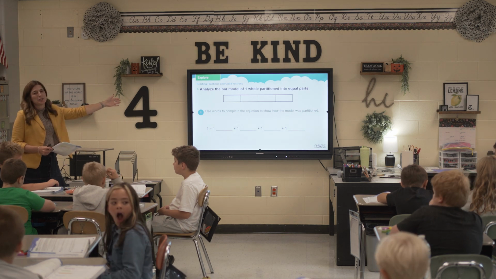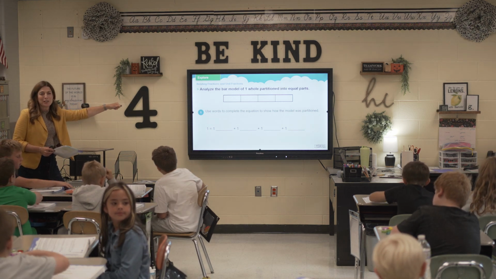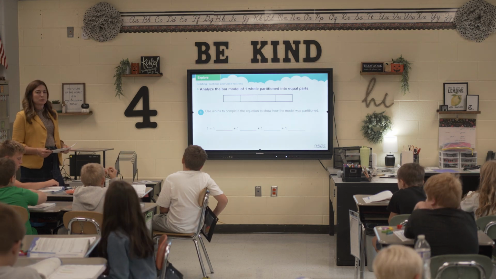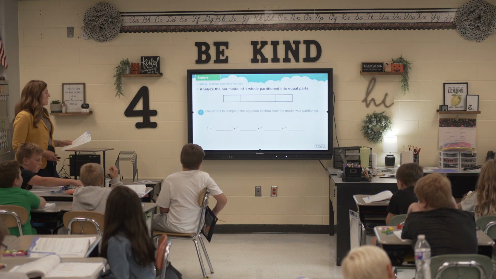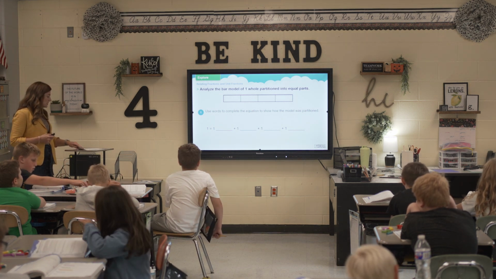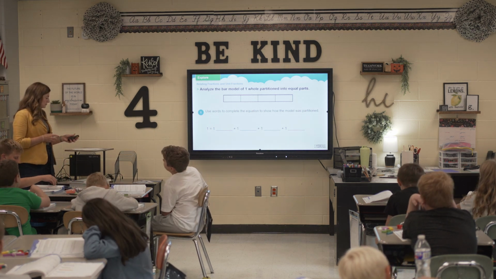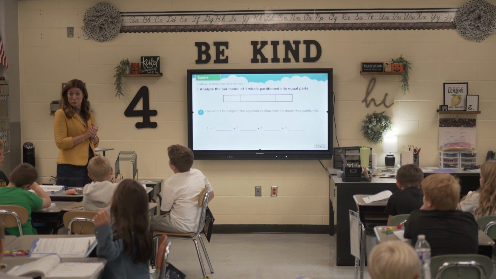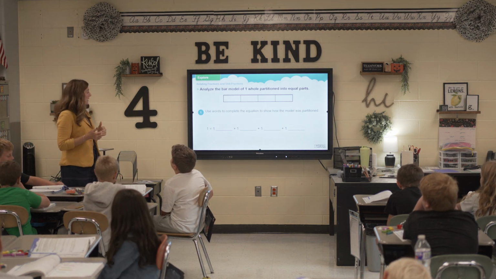We can't tell for sure because we can't take these off of here and move them, or measure them, right? But we can eyeball that. And would you agree it's equal parts? Yeah. All right, if that is broken into equal parts, how many equal parts did we actually break them into? Four. Do you agree? Yeah. All right.